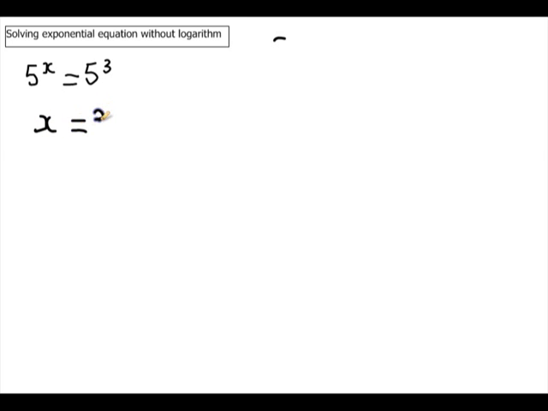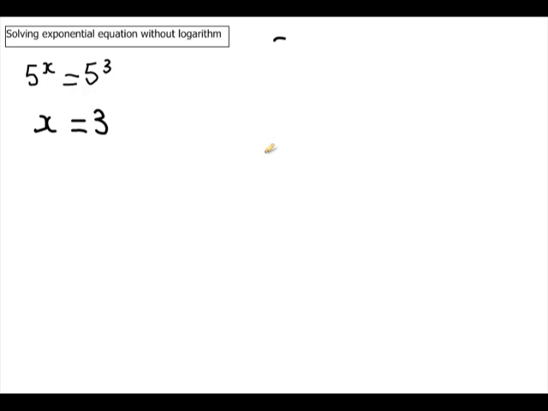So to solve an exponential equation without logarithm, we have to manage to have the same base. Once we have the same base, we can take the exponents and make them equal, because that's the only way. When you have exponential expressions with the same base, the only way they can be equal is if the exponents are the same. If you can't make any transformations and the bases are not the same, definitely you have to use logarithm.